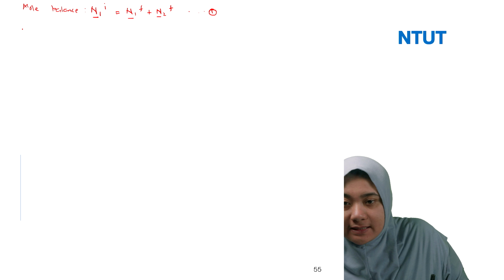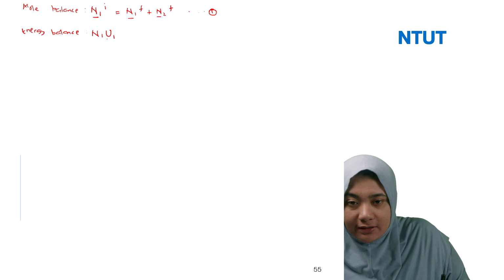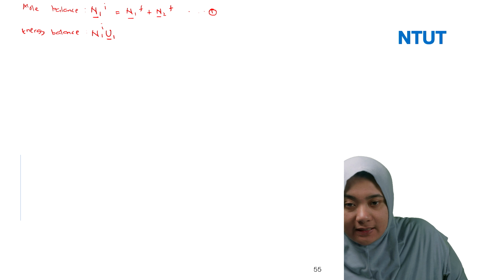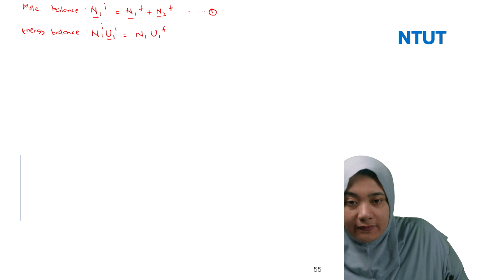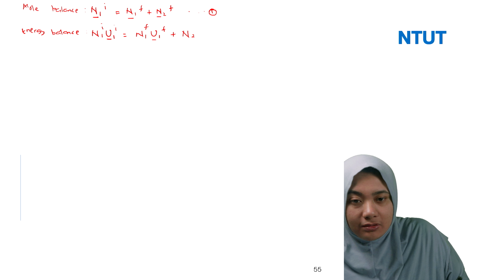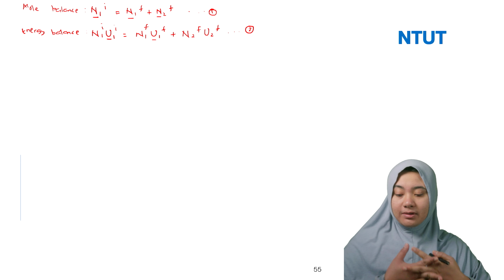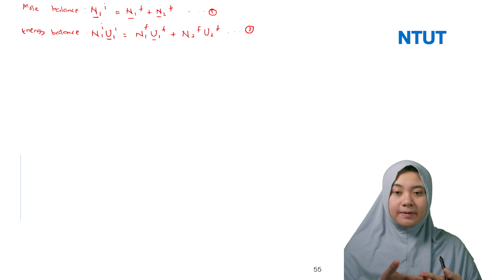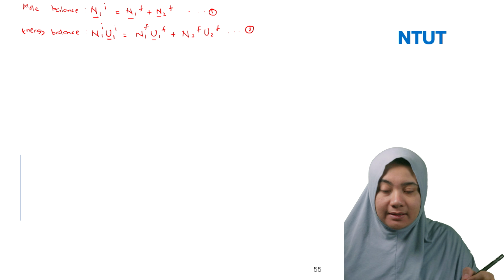And then the other is the energy balance. So for the energy balance, you have N1U1, and here don't forget the underline, this is the initial, equal to N1U1 final plus N2 final U2 final. Hopefully you already know that when I write U, it means you don't have the Q plus W, because it's a tank. So you don't need to worry about the other terms.